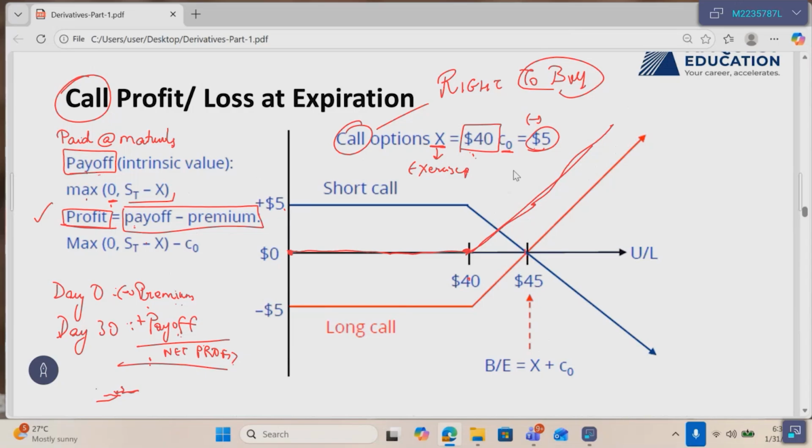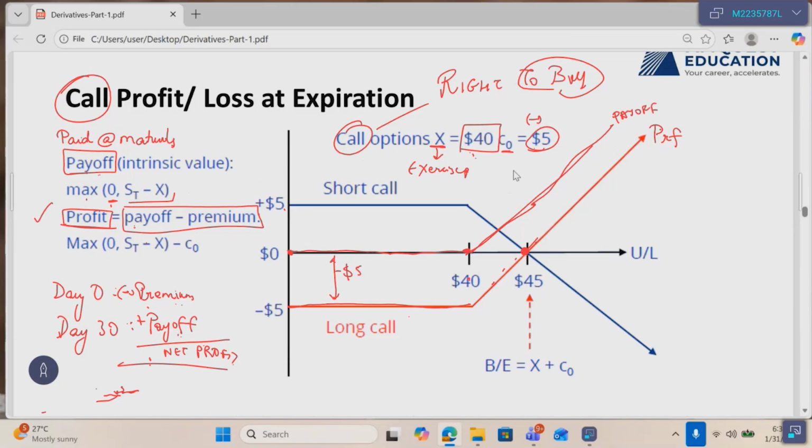So if I draw a profit diagram, it will look like this. I lost $5 till 40. At 41, I lost only $4, $3, $2, $1, and at this point I lost $0. And after this point, I will make money. I'll make 1, 2, 3. So this is my profit, and this is my payoff diagram. Is that clear?